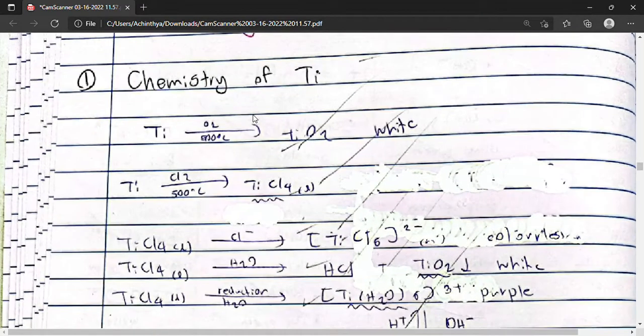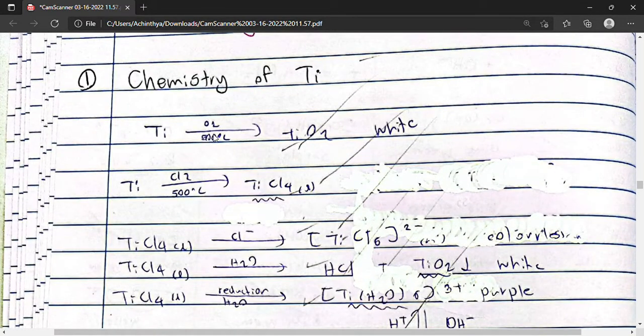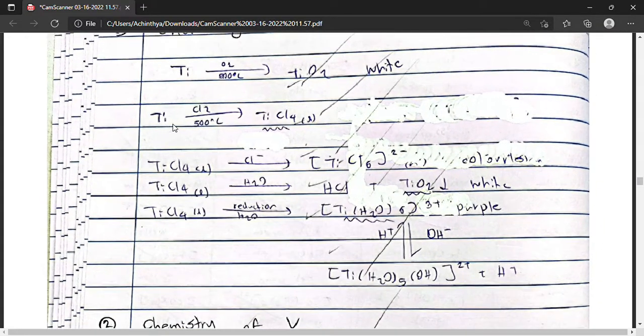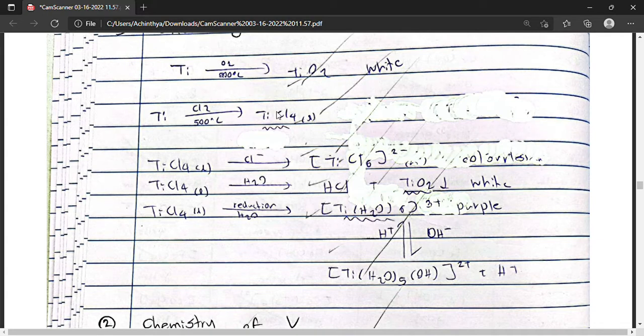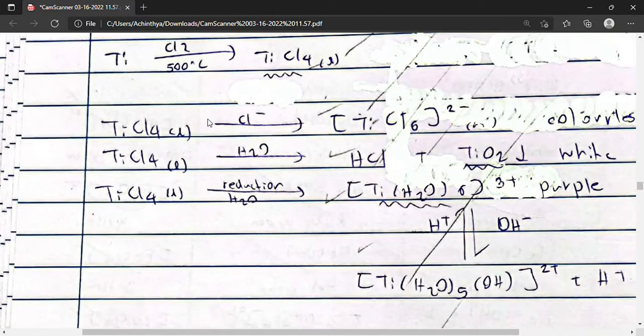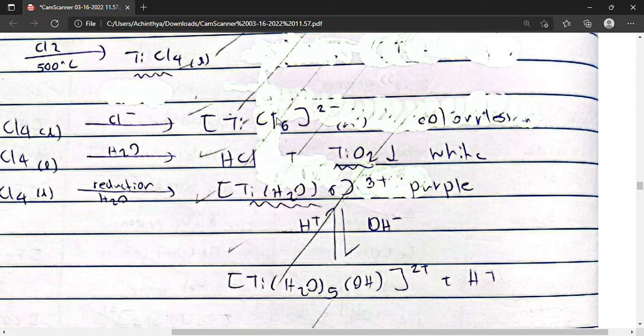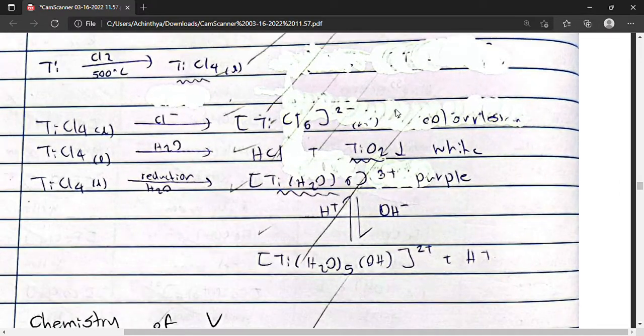If we were to combust titanium in oxygen under high temperature conditions like 500 degrees Celsius, we will get the white color titanium dioxide. If we do so with chlorine, we will get a transparent liquid known as titanium tetrachloride. It's an interesting compound. It's a colorless liquid like water actually. By adding excess chloride ions into titanium liquid, we will get this chloro complex, which is colorless in color. It's colorless, yeah.